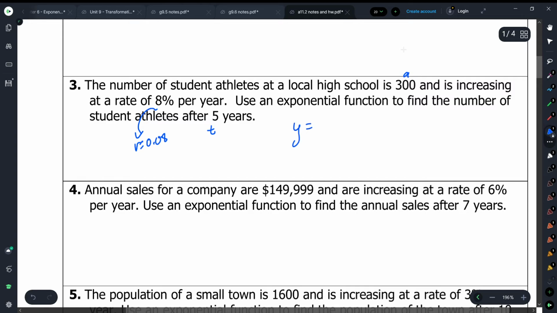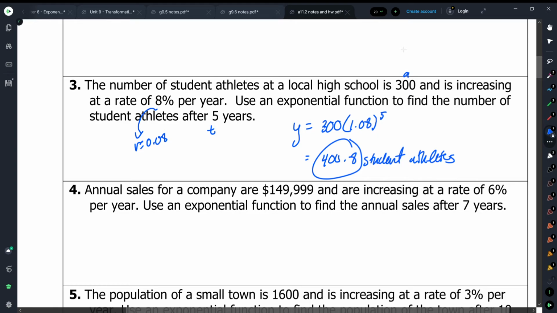So y equals 300 times 1 plus 0.08, which would be 1.08. That's all raised to the 5th power because t is 5. So 300 times 1.08 raised to the 5th power. This leaves me with the number of student athletes to be about 440.8. So if you see how this is useful, kind of able to predict the future almost a little bit. Try to model it. See if that's right. Okay.